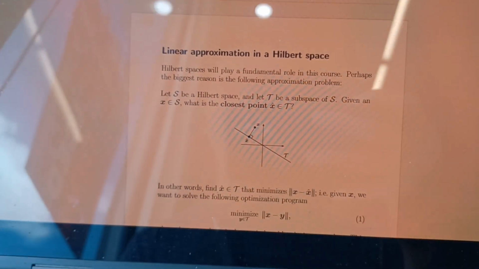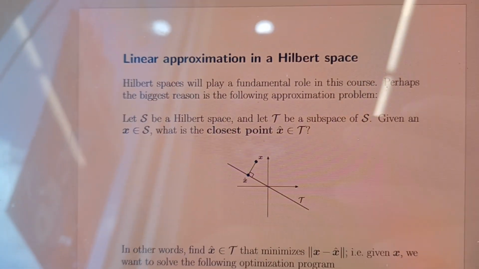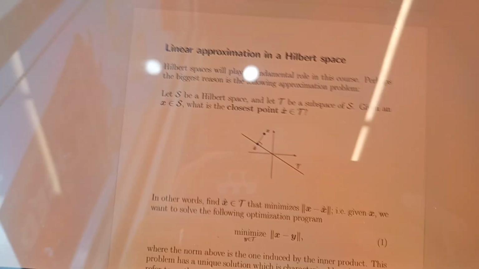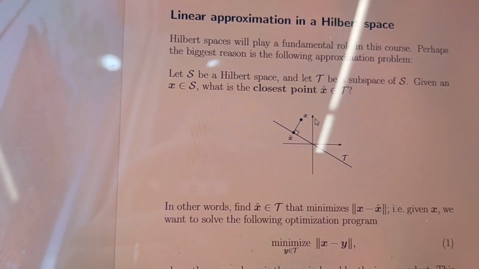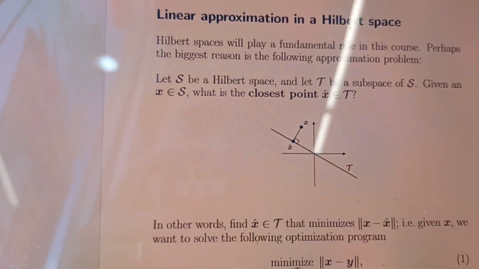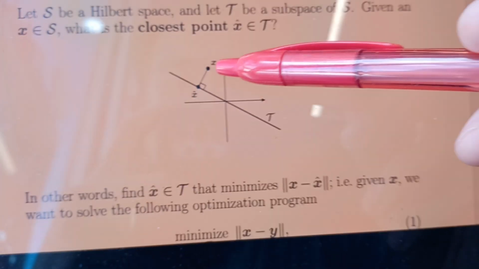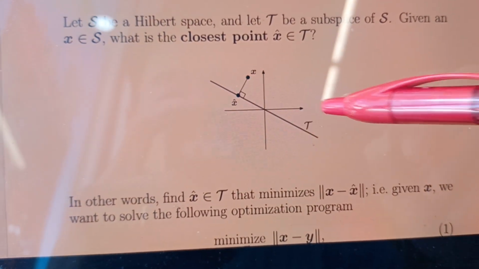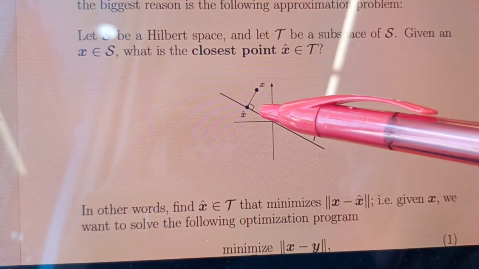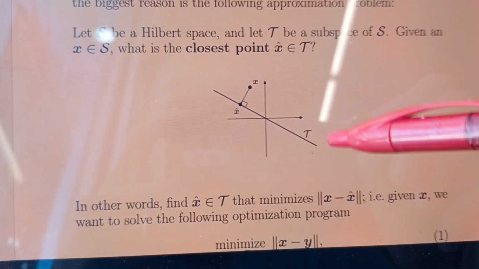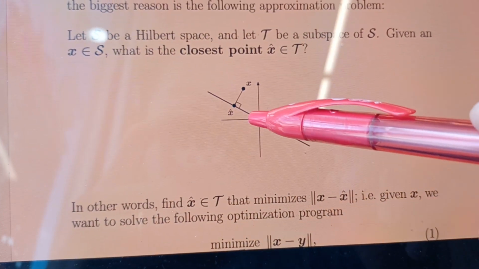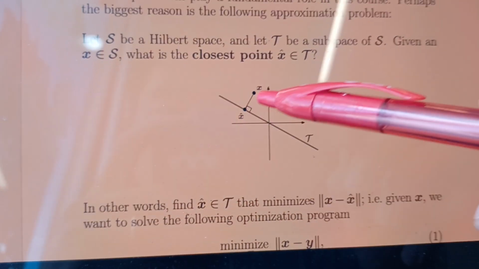This is a Hilbert approximation. Linear approximation in Hilbert space. And the main thing is the orthogonality principle, where if you have some arbitrary point x, and then we want to find a point, the x hat we will call it, that lies in some subspace T that best approximates this x.